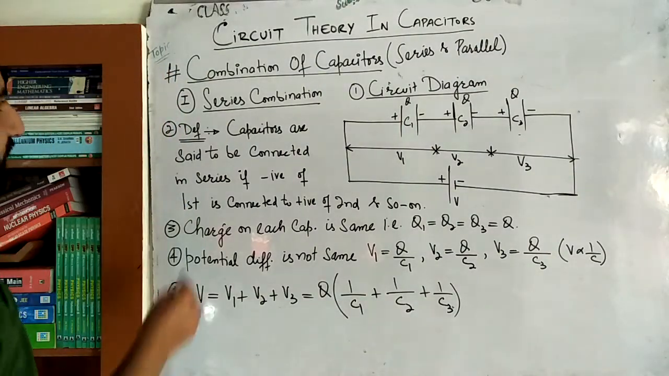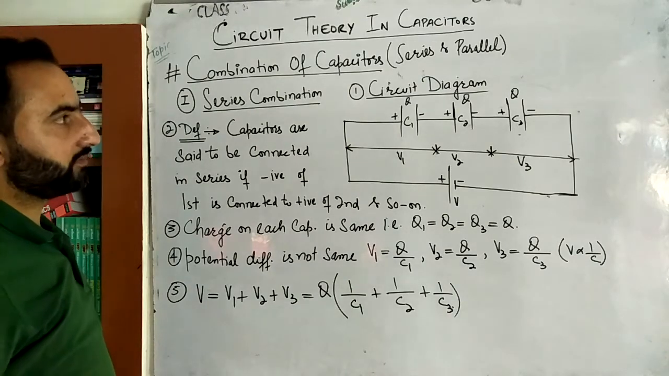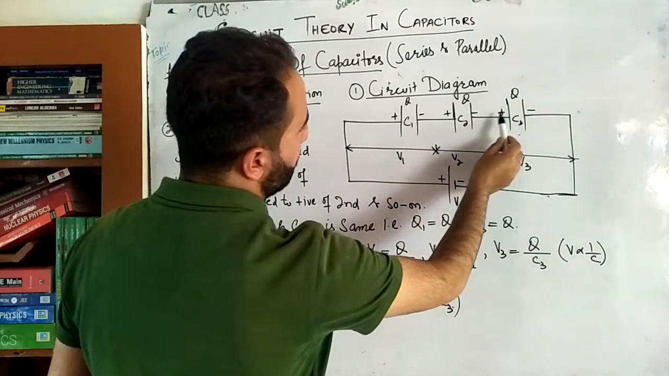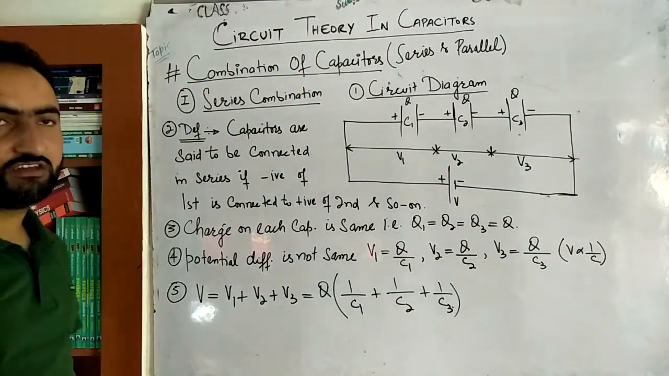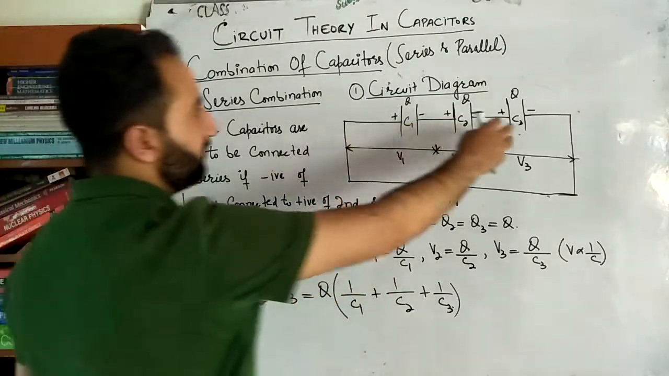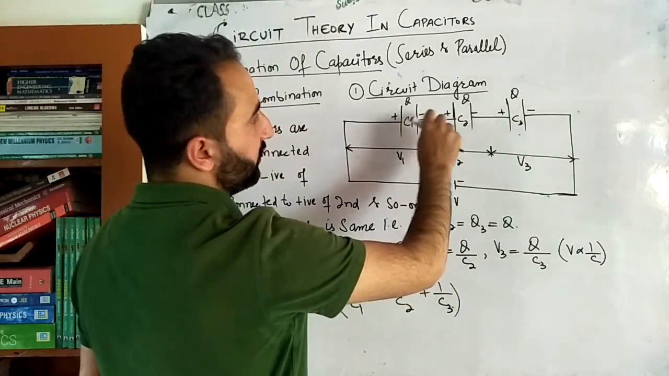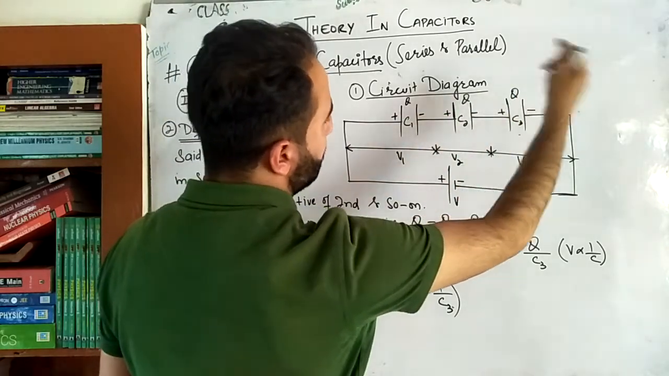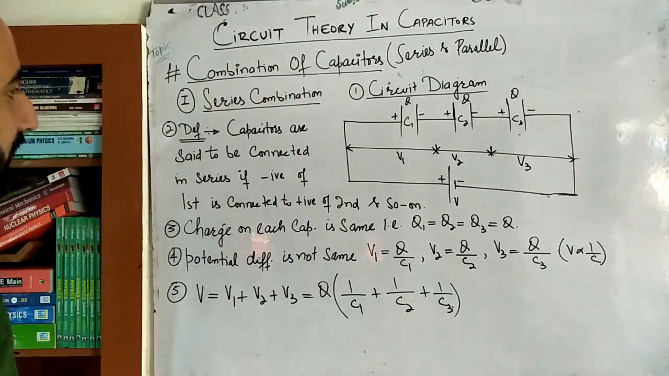Now the series combination definition is like this: capacitors are said to be connected in series if the negative terminal of the first capacitor is connected to the positive of the second, and the negative of the second is connected to the positive of the third, and so on. Then the capacitors are said to be connected in series. These are three different capacitors: the negative of the first is connected to the positive of the second, the negative of the second is connected to the positive of the third, and the negative of the third is connected to the positive of the fourth if there is a fourth. Then these capacitors are connected in series.